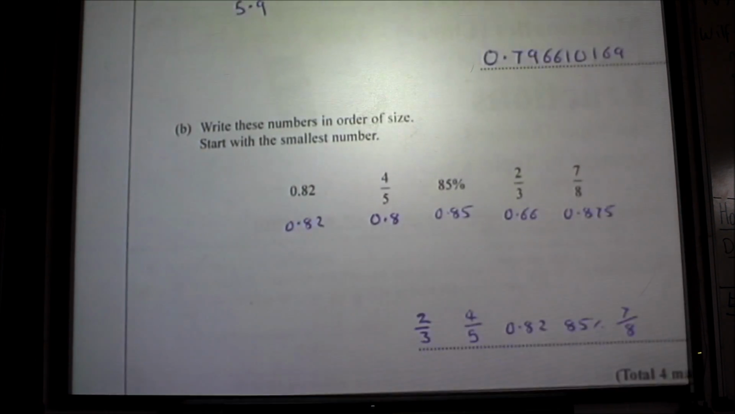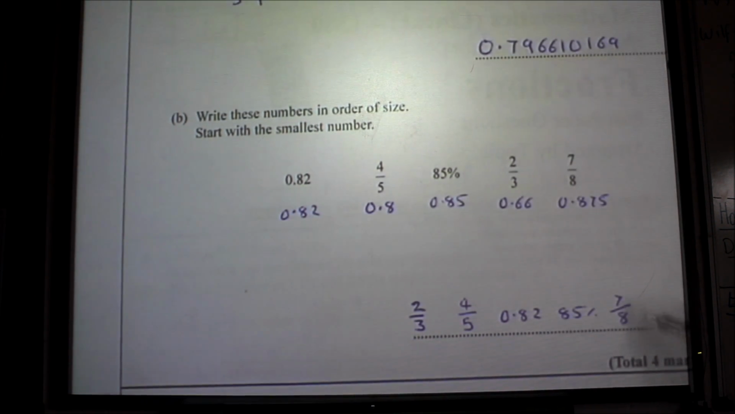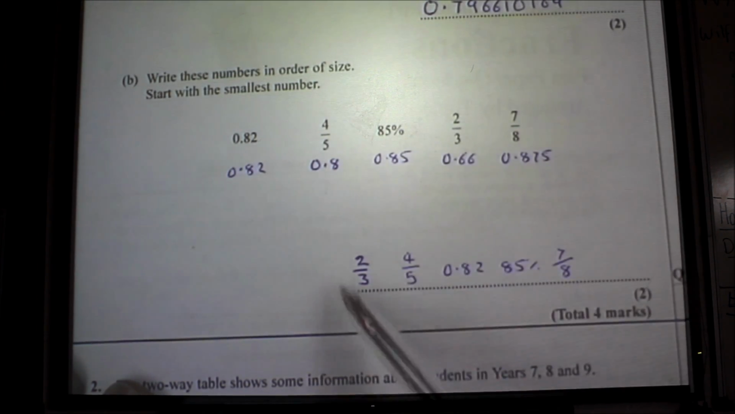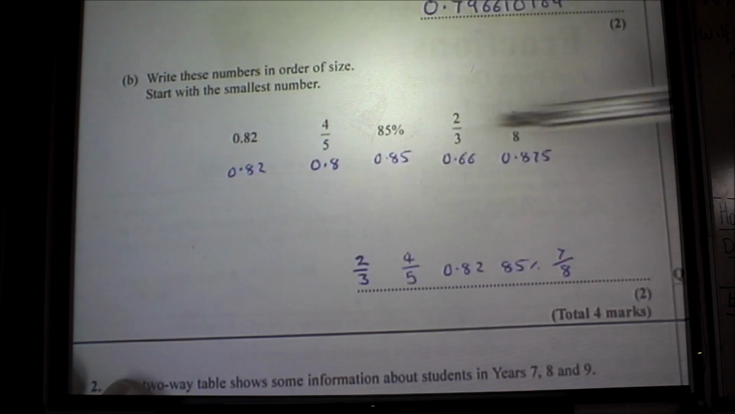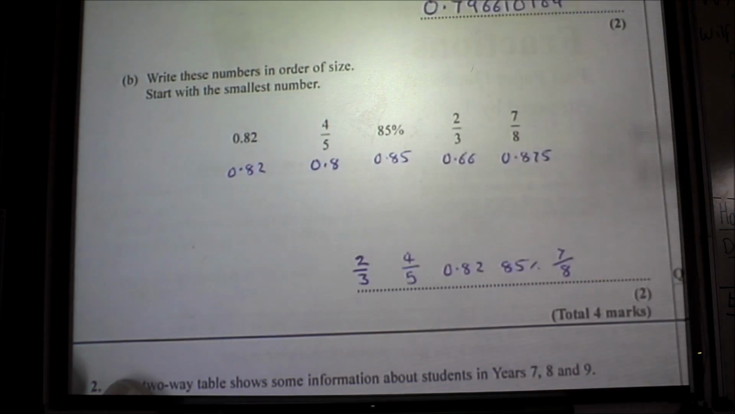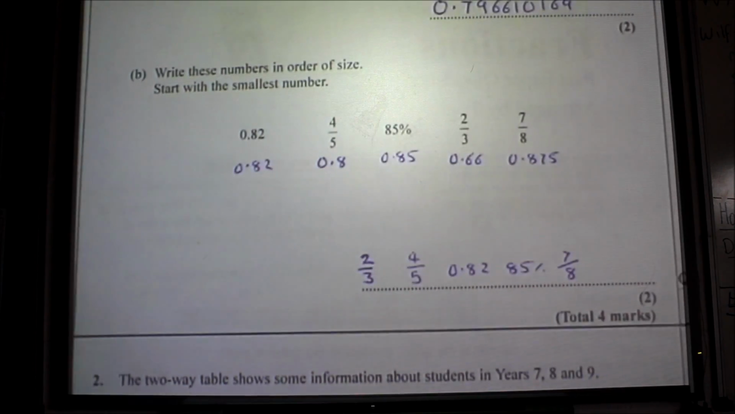Write these numbers in order of size. Well, if you've got a calculator, convert them all to decimals like I've done, then write them in order of size, but don't forget to actually write them as the numbers they were at the top. Don't put the decimal numbers down here, put the numbers they were originally.